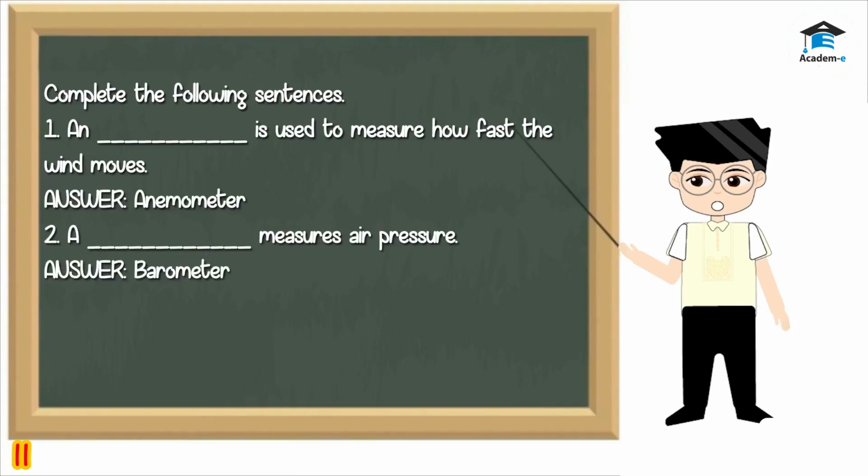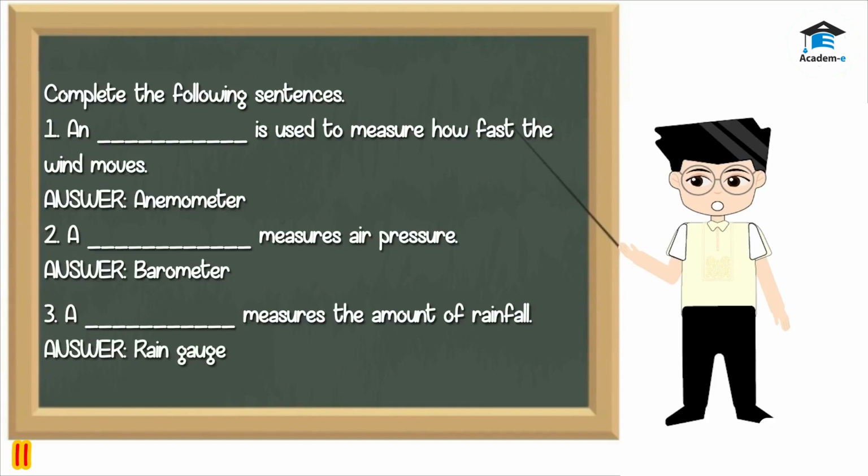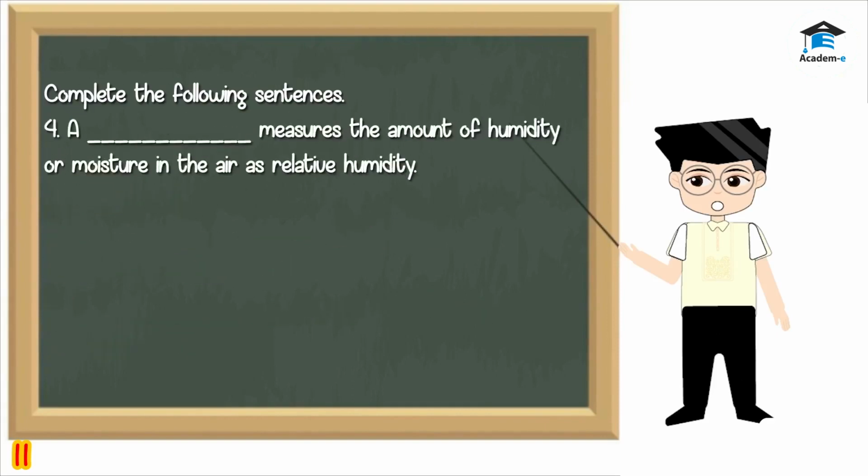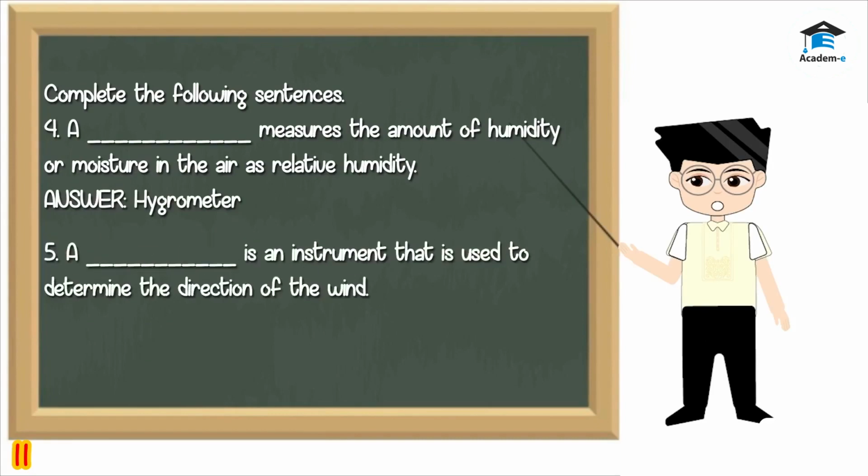The correct answer is barometer. 3. A blank measures the amount of rainfall. The correct answer is rain gauge. 4. A blank measures the amount of humidity or moisture in the air as relative humidity. The correct answer is hygrometer. 5. A blank is an instrument that is used to determine the direction of the wind. The correct answer is wind vane.